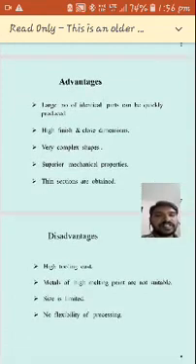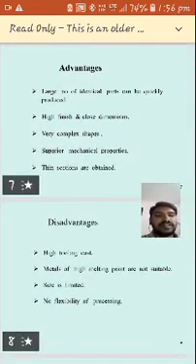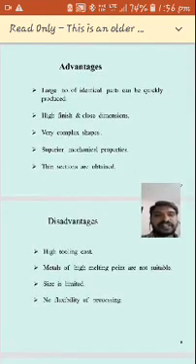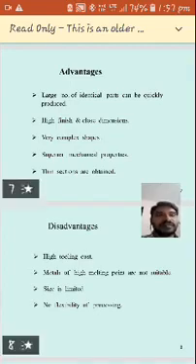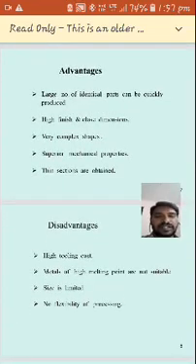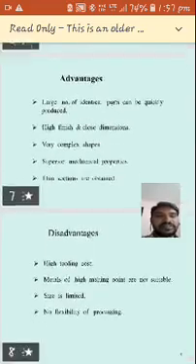Now, what are the advantages of die casting? A large number of identical parts can be quickly produced. High finish and close dimensions: we can get a high surface finish as well as accurate, close dimensional tolerances. Very complex shapes can also be made.